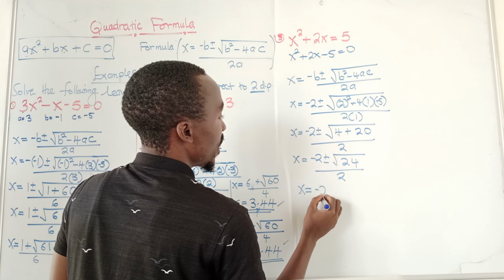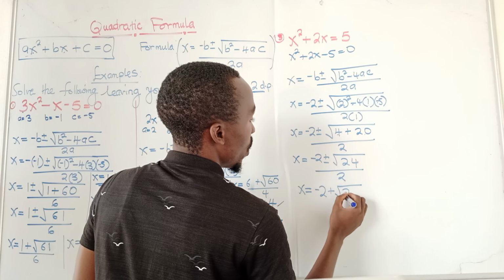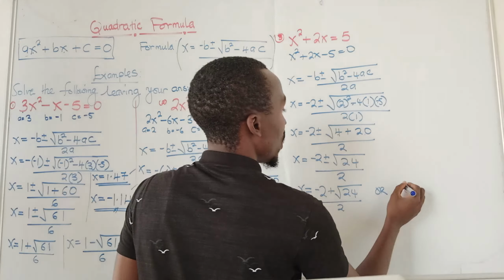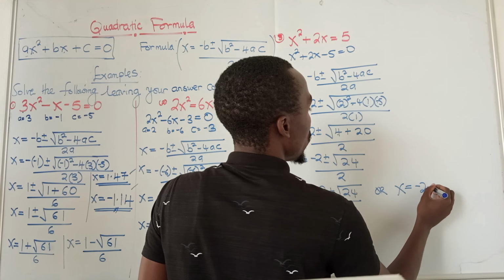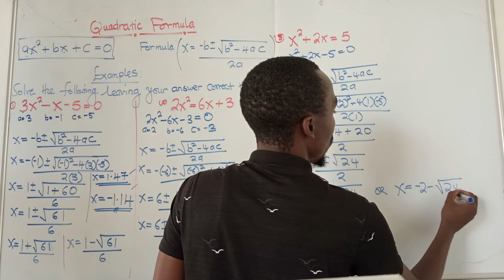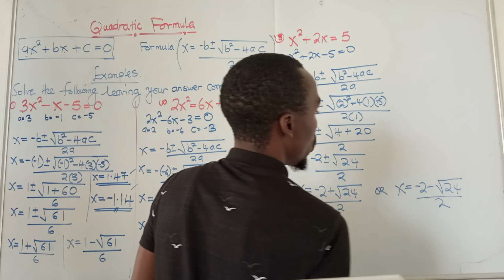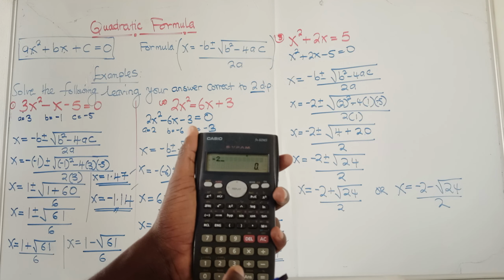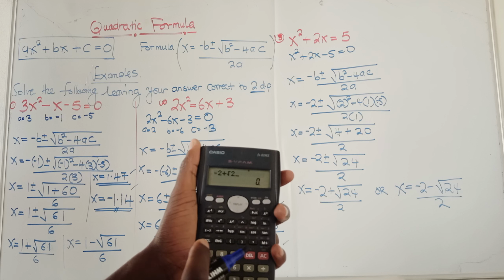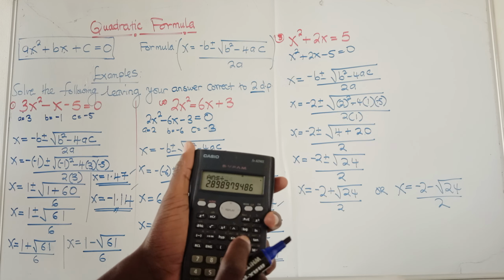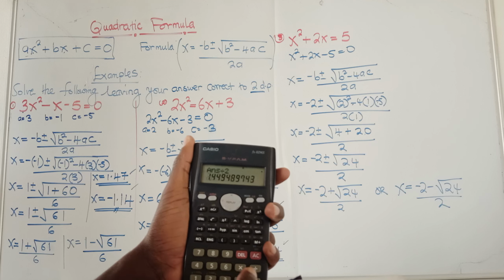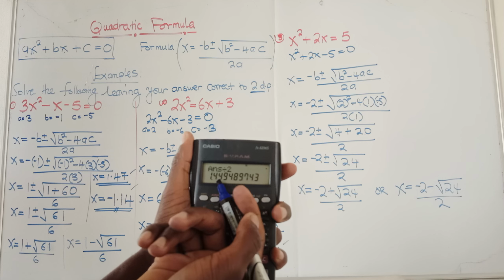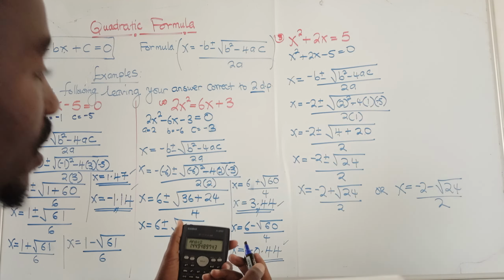From there now we're going to split. Say x is equals to negative 2 plus the square root of 24 divided by 2. Or x will be equals to negative 2 minus the square root of 24, and then we divide it by 2. So we punch this on the calculator. We are going to say negative 2 plus the square root of 24. It will give us that. And then we divide that by 2. What is our answer? 1.449. So this 9 will give a 1 to 4. It will be 1.45. That is our answer.